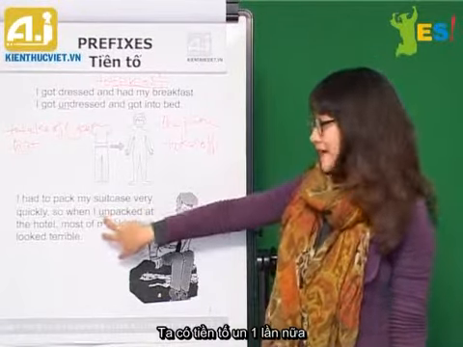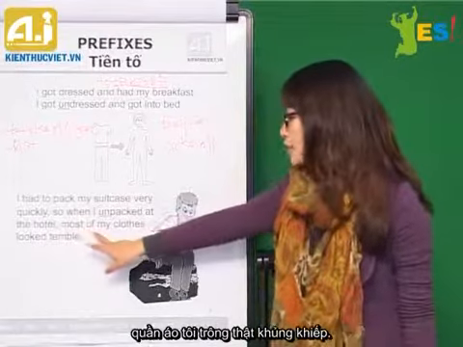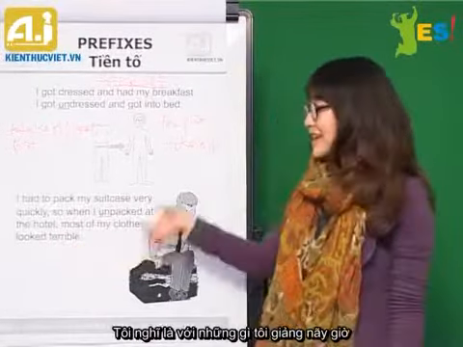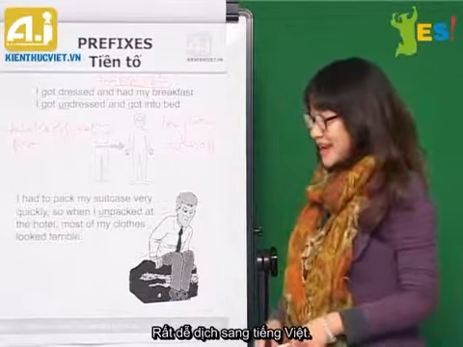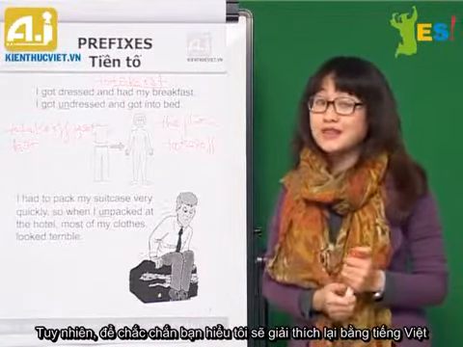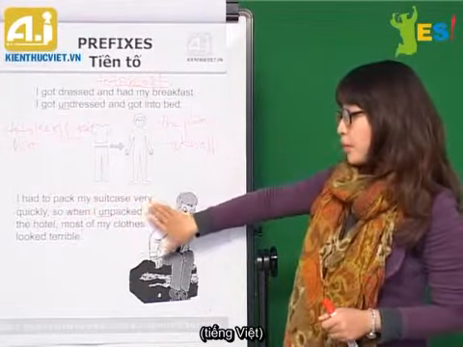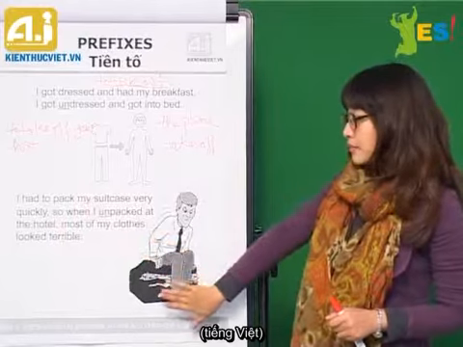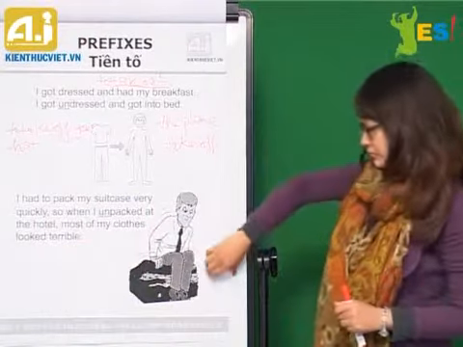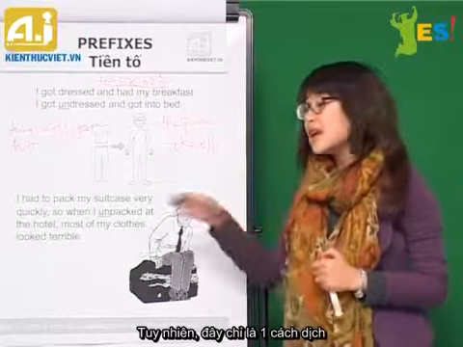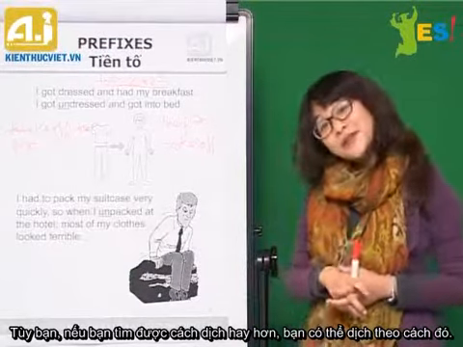We have the prefix un again. I had to pack my suitcase very quickly, so when I unpacked at the hotel, most of my clothes looked terrible. I think, as I explained since the beginning, this will be a piece of cake for you. Very easy to understand it in Vietnamese, right? Anyway, to make sure that you can understand it in the right way, I'm going to give you a Vietnamese equivalent for these sentences. Tôi đã phải sắp xếp đồ của mình rất là nhanh. Vì vậy khi mà tôi bỏ đồ ra khỏi vali ở khách sạn thì quần áo của tôi trông rất là bừa bộn, trông rất là kinh khủng. Anyway, this is just one way to translate this sentence from English to Vietnamese. Depends on you. If you can find any other more beautiful words, you can use that.